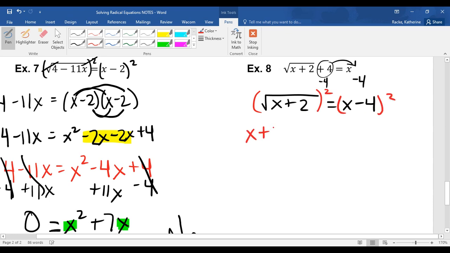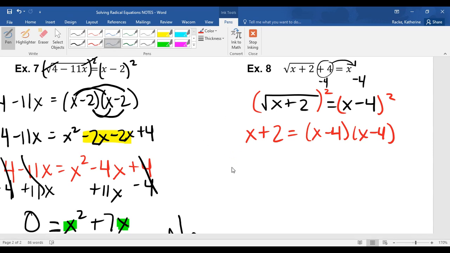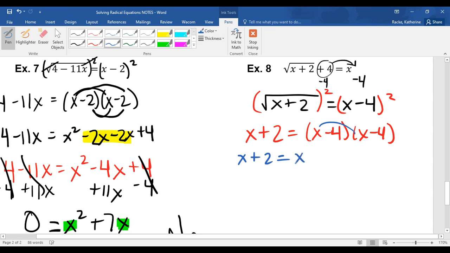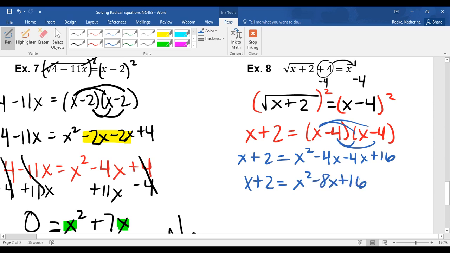So I get x plus 2. I have x minus 4 squared, so I'm going to have to write them out and multiply them. x times x gives me x squared. x times negative 4 gives me negative 4x. Negative 4 times x gives me negative 4x. And negative 4 times negative 4 gives me a positive 16. Combining like terms, I get x squared minus 8x plus 16.